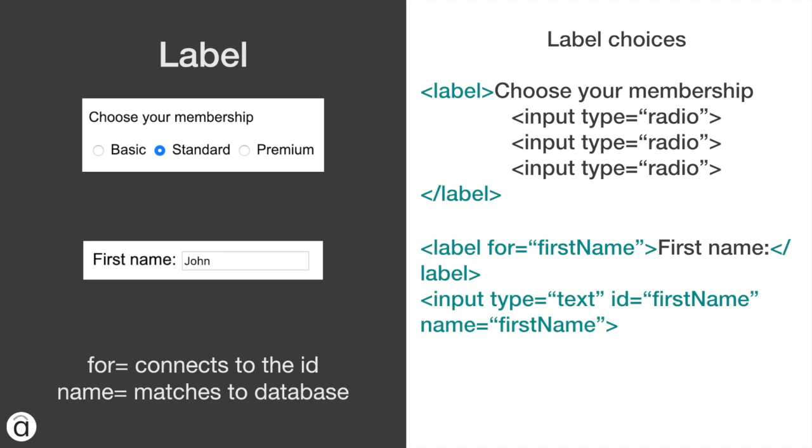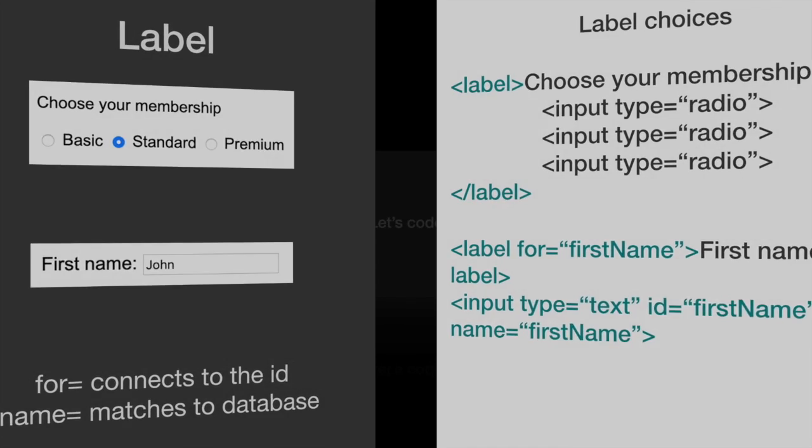There's another bit of code here. Name equals, I've put first name in this instance. So what? Well, if we don't put name, then when we hit submit, the form will not, so to speak, talk to the database, which would maybe have a column called first name. Okay, so name equals connects or matches to the database data, whereas the for effectively connects or links to the input with an ID. So we'll have a play with that in a minute. Right, let's crack on with some coding.